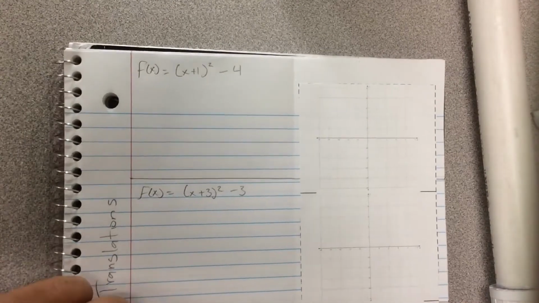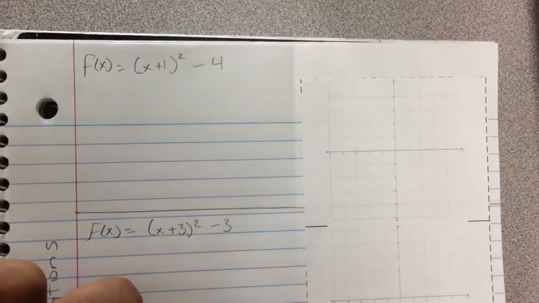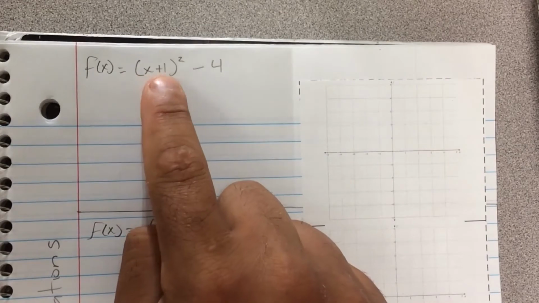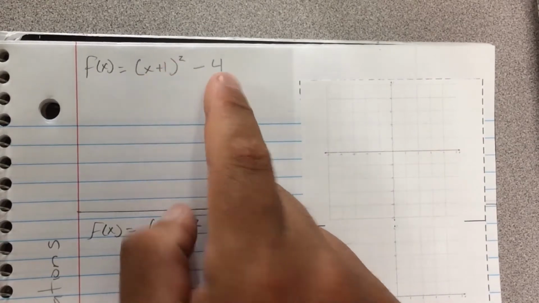Similar to what we were doing before, all we're going to do now, instead of doing one operation, is do two. So this is our first function here. We have f of x is equal to, in parentheses, x plus 1 squared minus 4.